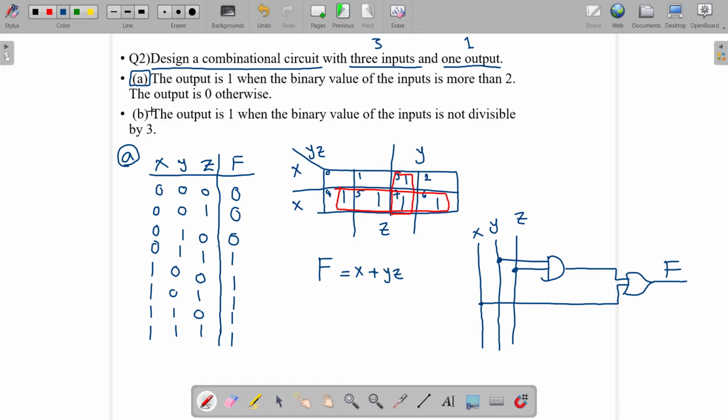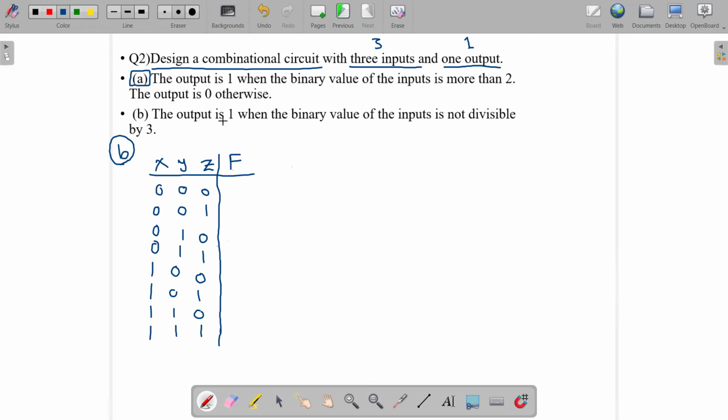Now in the case of section B, again we write the x, y, z, and according to this information, we make the new f. Okay? So for the B, we say that the output is 1 when the binary value of the input is not divisible by 3. Actually, we accept the 0. So which one is divisible by 3? 3 and 6 are divisible. This is the 0, 1, 2, 3. Here 3 is equal to 0 and the 6 is equal to 0. So the rest will be equal to 1.